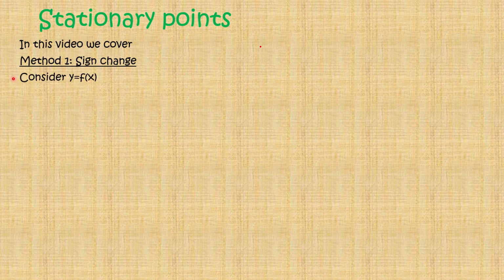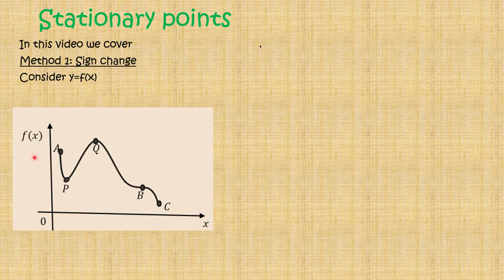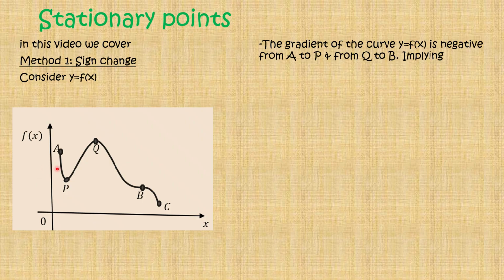Now we consider y to be equal to f of x. Now with that, if our f of x is given to be that graph over here, we can see that the gradient of the curve y is equal to f of x is negative from a to p and from q to point b. This implies that the dy dx is less than 0 in these regions.